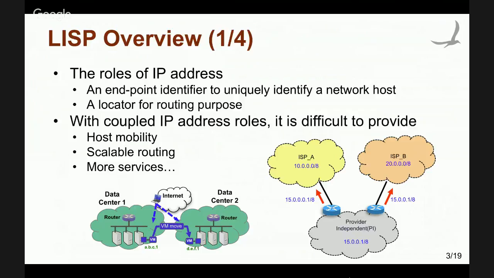And the second thing is, if you consider the multi-homing scenario, assuming that a provider independent IP address has been assigned to an enterprise network, and assume that we engage with two service providers, A and B, and they each use different IP addresses. Even in these cases, the provider independent IP address should be broadcast to all the service providers. So service providers should maintain a whole bunch of IP addresses in their routing tables. So the routing table grows very fast with this scheme. And more services are not available by using this coupled IP address approach.